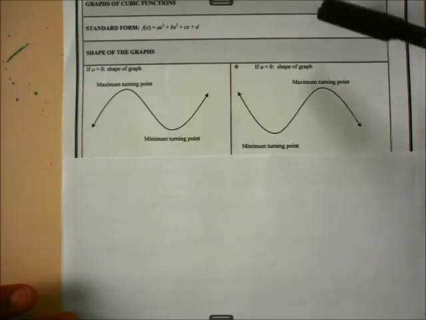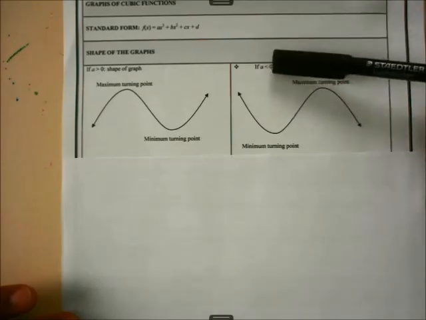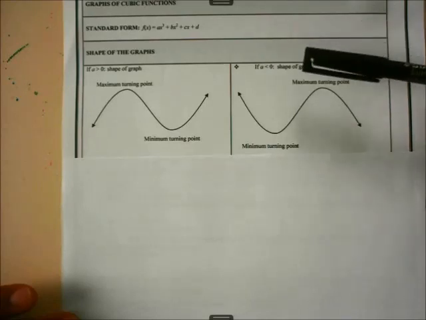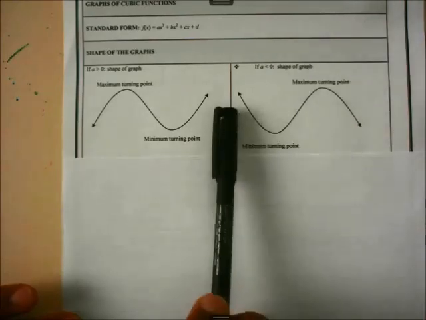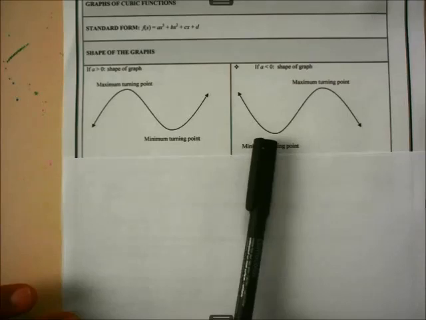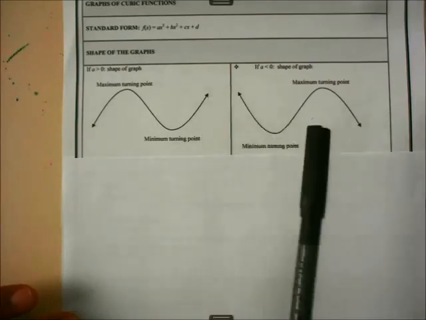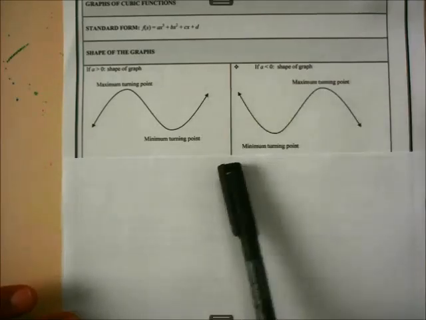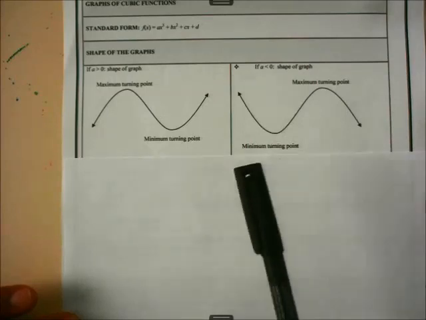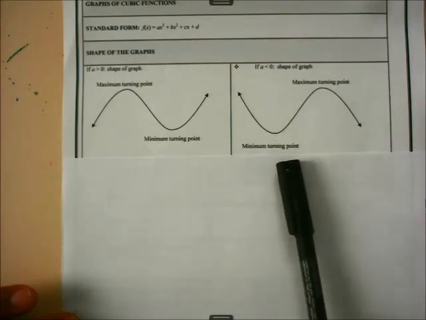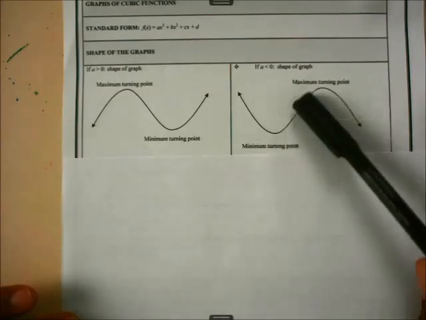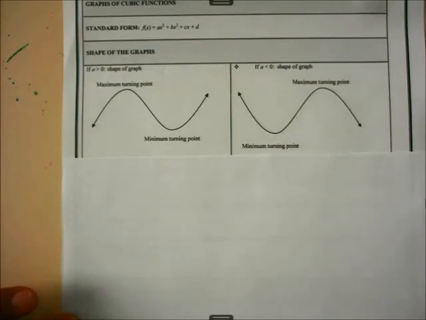Of course, you'll also find that sometimes a is less than 0. If a is less than 0, look at the graph, it decreases first. Now, if the graph decreases and then increases, of course, the first turning point will be what? It will be the minimum turning point. Thereafter, you are going to have the maximum turning point.